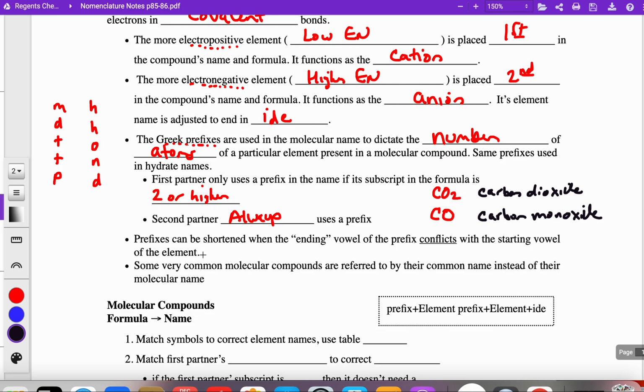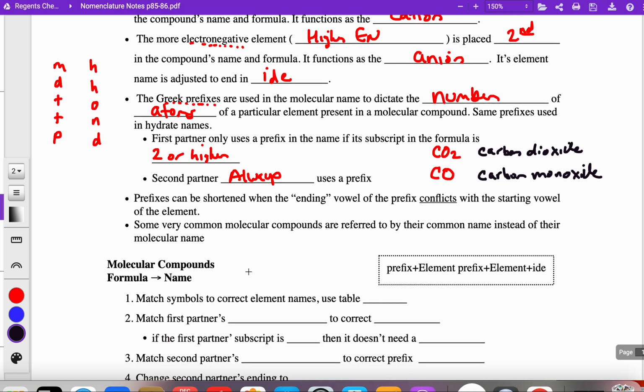Just like when we change the ending to IDE, sometimes we have to adjust one of the prefixes so that we prevent a conflict with the prefix's ending vowel and an element that starts with a vowel. So sometimes we will shorten it, like drop the prefix's final vowel. And then there are some molecular compounds that are only referred to by their common name instead of a molecular name.